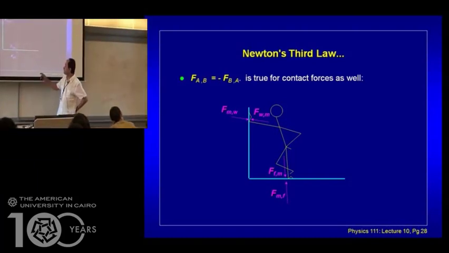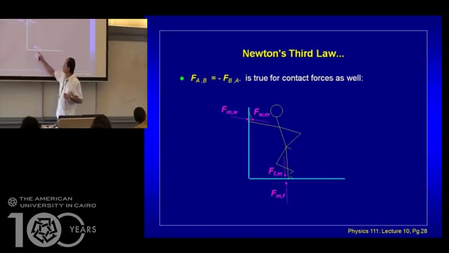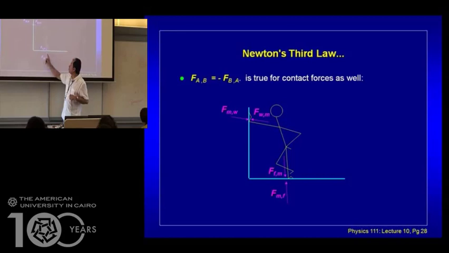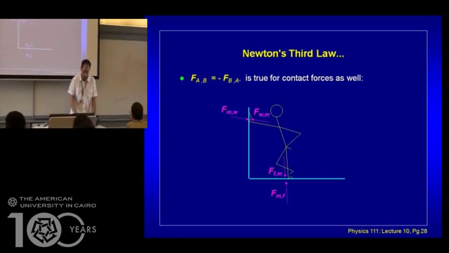And actually, the force from the ground on me will equal the force from me on the ground. And the force from the wall on me is going to be equal to the force from me on the wall, but in the opposite direction.